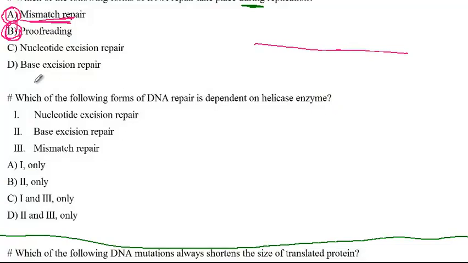So which one was the most simple one? It was base excision repair. It didn't need to remove any segment of DNA, versus nucleotide excision repair and mismatch repair, both of which had to remove a large segment of DNA. So both of these, number 1 and number 3, are dependent on the helicase enzyme.